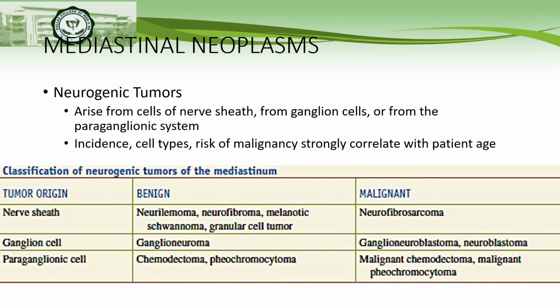So for nerve sheath, we have benign tumors, neurilemoma and neurofibroma, which are the two most common. If we are talking about malignancy, we have neurofibrosarcoma. Ganglion cell tumors: benign ganglioneuroma, malignant ganglioneuroblastoma. And for the paraganglionic cells, we have chemodectoma and pheochromocytoma. So we shall not be discussing each of these. Nice to know lang at your level.